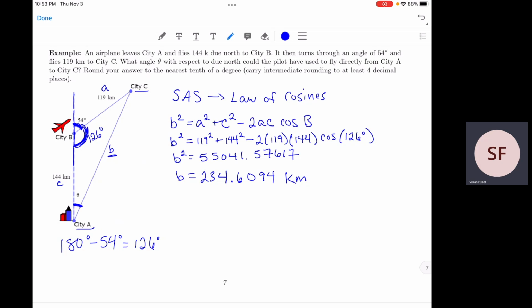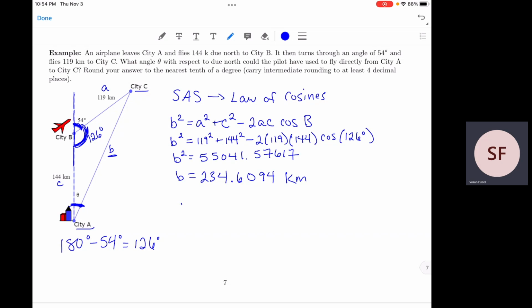And this allows me to have a complete ratio in the law of sines. I now have angle B and side B opposite it. So I have a complete ratio in my law of sines. So now I can use the law of sines to solve for this angle theta down here, which is what I'm really, really looking for.